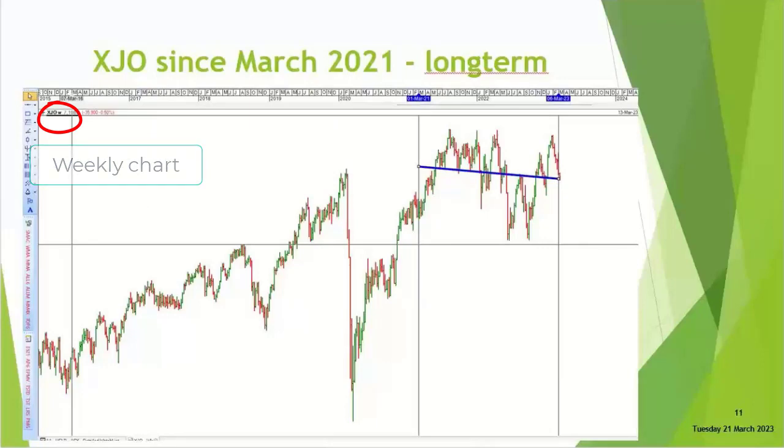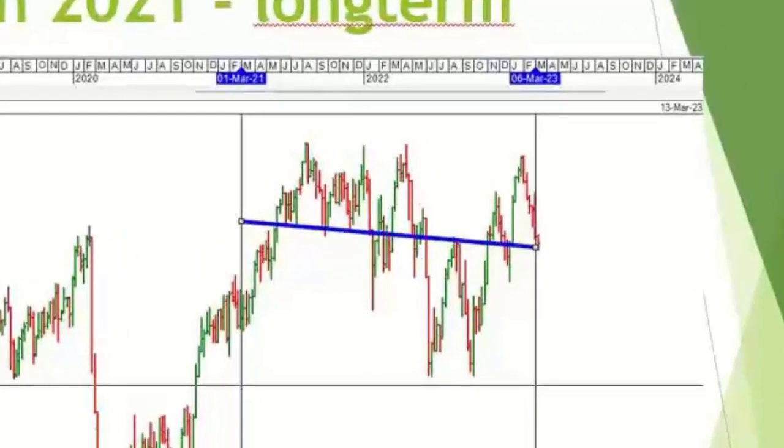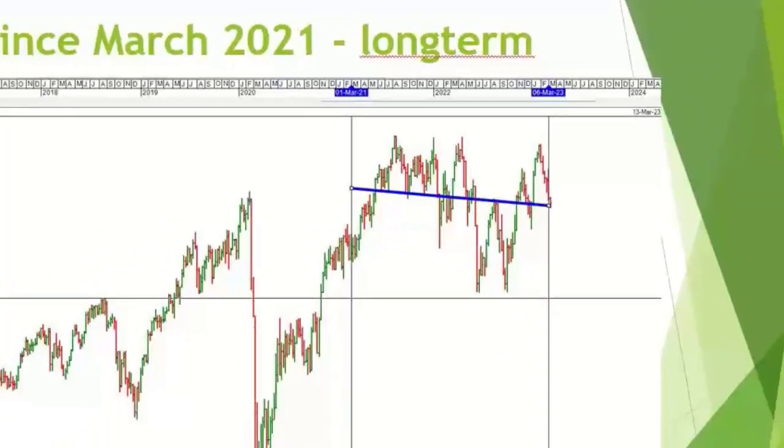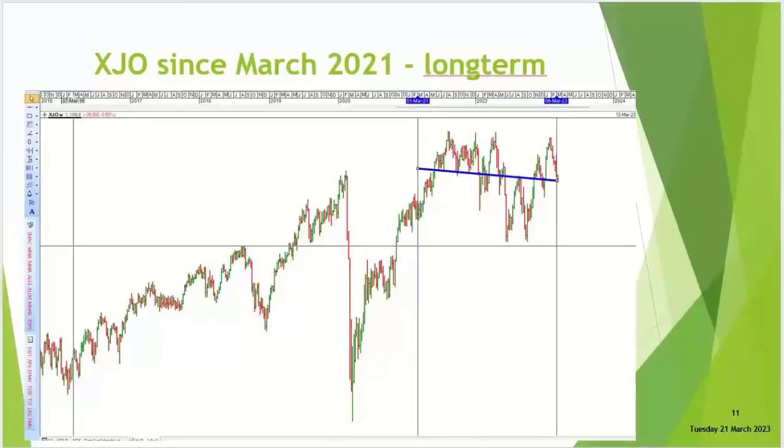BullCharts allows you to specify a linear regression line. The blue line on this chart, this is the XJO, is the linear regression line from the 1st of March 21 to the 6th of March 23. So that's a 1-year linear regression line, and that says that over that period of time, that line is the best fit. You look at it and think, yeah, seems reasonable. That's telling you that over that period of time, the data is in a slightly downward trend. And you go, okay, fair enough.